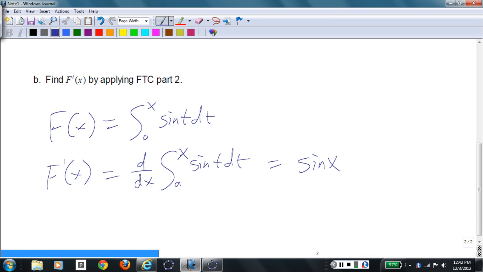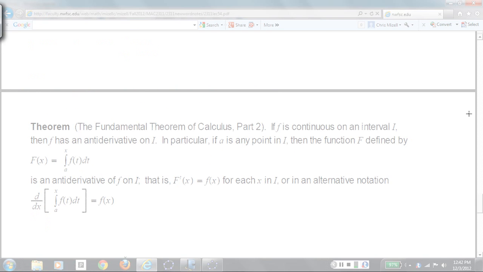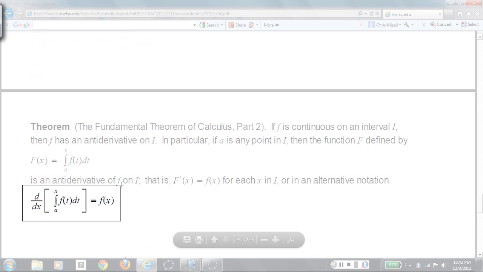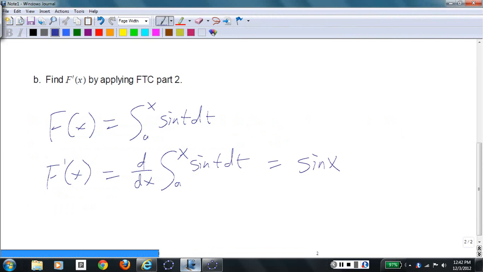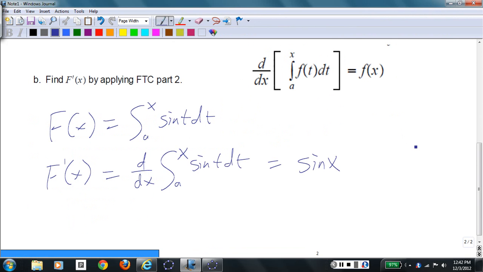And just a restatement, I guess I could copy it and paste it, or write it down. A restatement of the theorem that we're applying is this. d/dx of the integral of little f of t dt is what we get when we evaluate that function at that variable limit of integration there, up there.